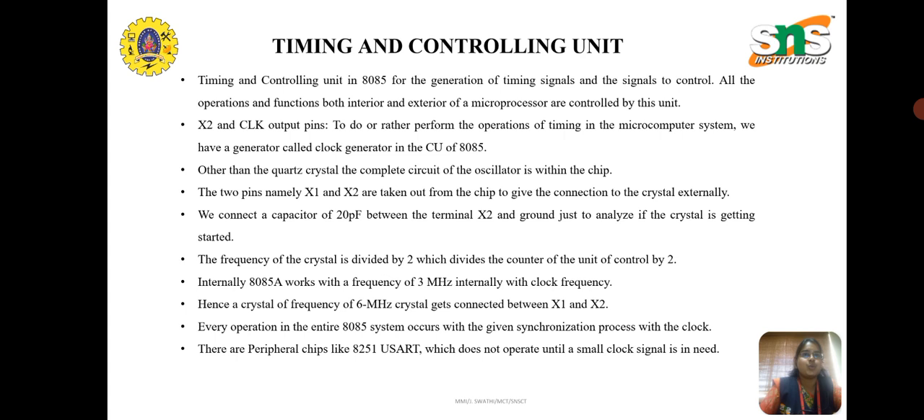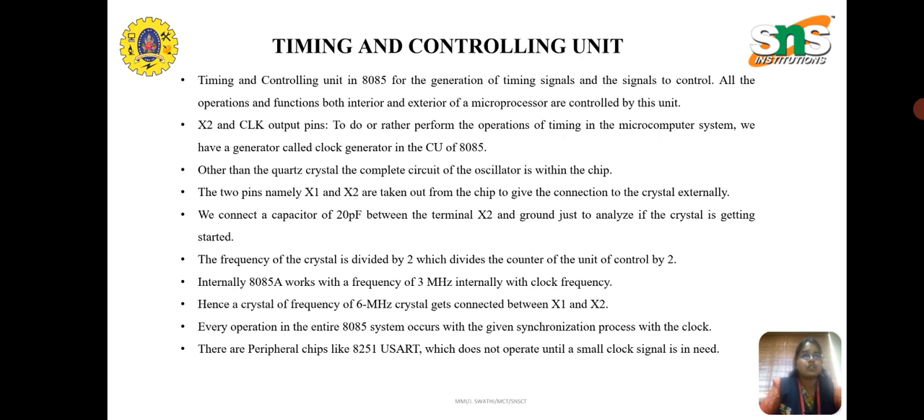There are peripheral chips like the 8251 USART, which do not operate until a clock signal is supplied. We can also have an LC tuned circuit connected between X1 and X2. In some low-cost systems, a resistor is connected between X1 and X2, and a capacitor between X1 and ground, for generating oscillations. Moreover, to get very good stability, we prefer to use a quartz crystal.